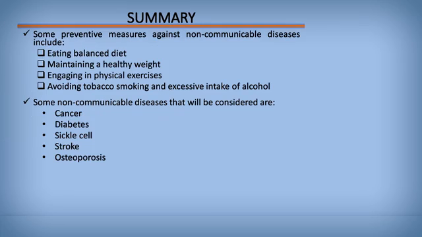Then we also mentioned some preventive measures against non-communicable diseases. They include eating a balanced diet, maintaining a healthy weight, engaging in physical exercise, avoiding tobacco smoking, and excessive intake of alcohol. Some non-communicable diseases are cancer, diabetes, sickle cell, stroke, and osteoporosis. In our next lesson, we'll be looking at the other types of non-communicable diseases.